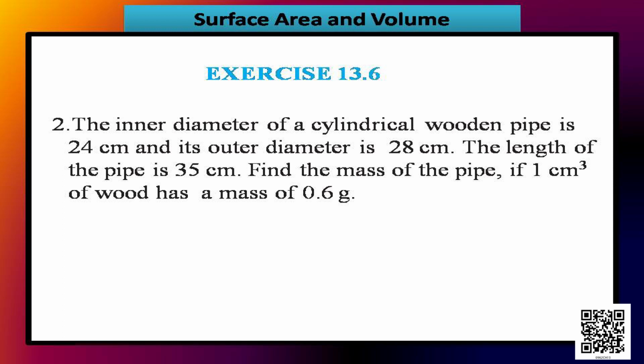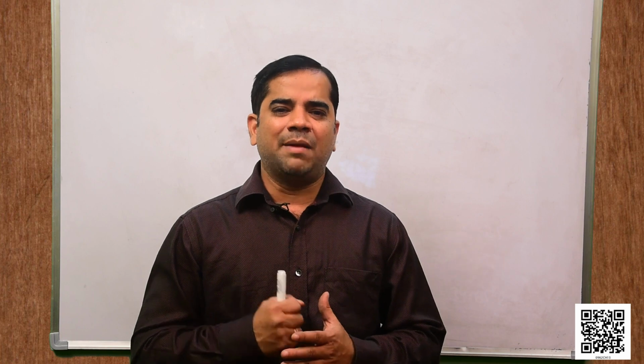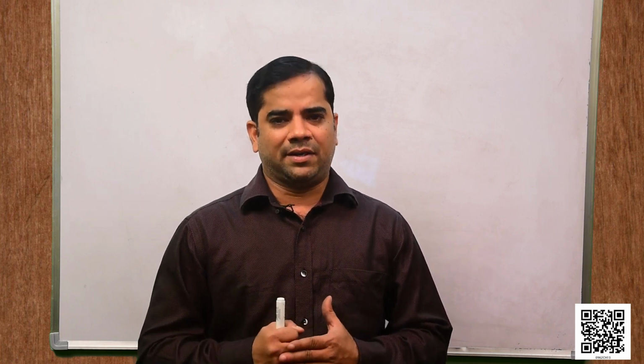Find the mass of the pipe if 1 centimeter cube of wood has a mass of 0.6 gram. Okay. So, let us discuss the solution. Students, what are the given data? Inner diameter and outer diameter.